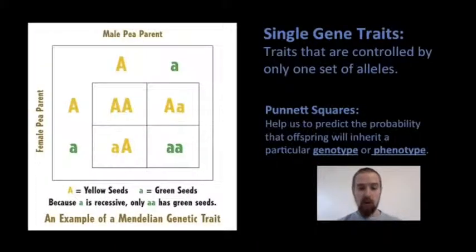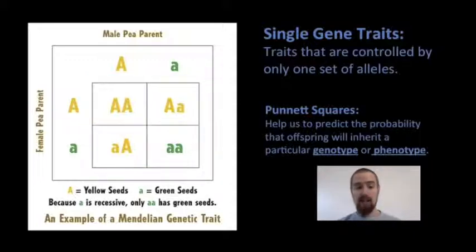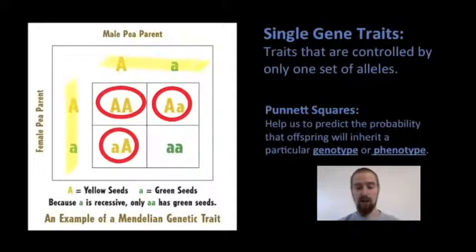In our last video, we learned how to use these tools called Punnett Squares to help us predict the probability of producing offspring with a particular genotype. And based on that genotype, we can know what the phenotype or physical appearance of that organism will be. In this example we see here, if two heterozygous yellow-seeded pea plants are crossed, there is a 75% chance that the cross will produce yellow-seeded offspring and a 25% chance that the cross will produce green-seeded offspring.